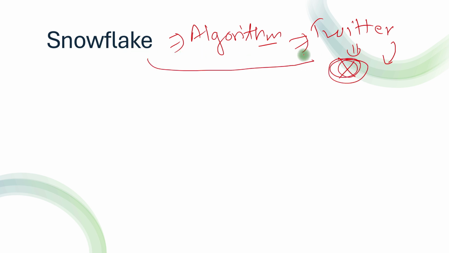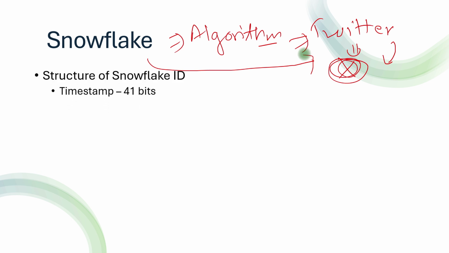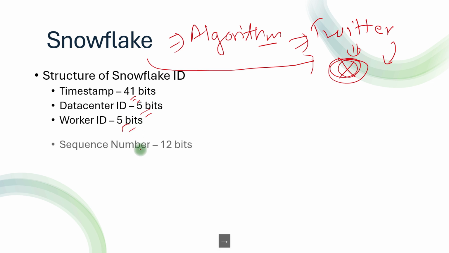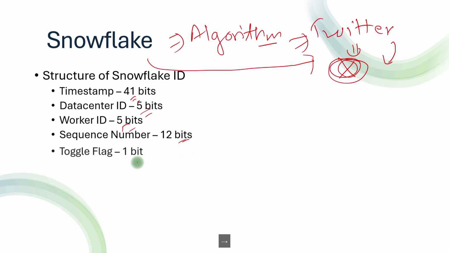Snowflake was created by this company, and they have open sourced the algorithm so it can be implemented by anyone. So let's see what the structure of the ID looks like. They use a timestamp, the first 41 bits. Then we have a data center ID, a worker ID, and a sequence number of 12 bits, and there is a sign bit of 1 bit. In total, 41 plus 5 plus 5 plus 12 plus 1 makes 64 bits.